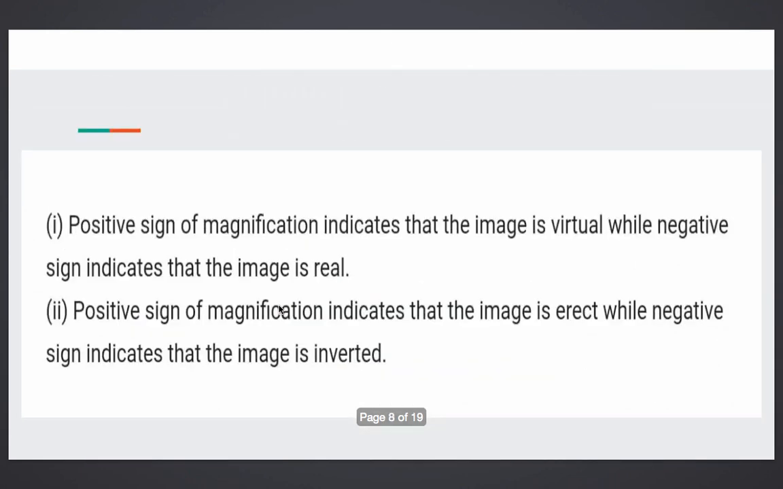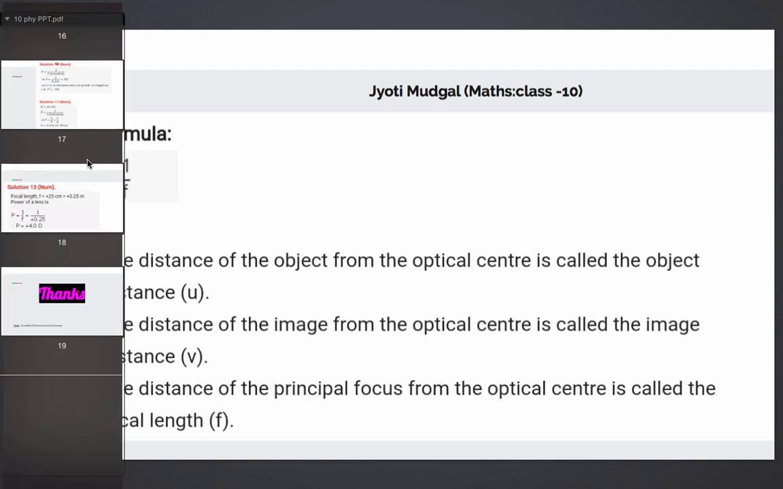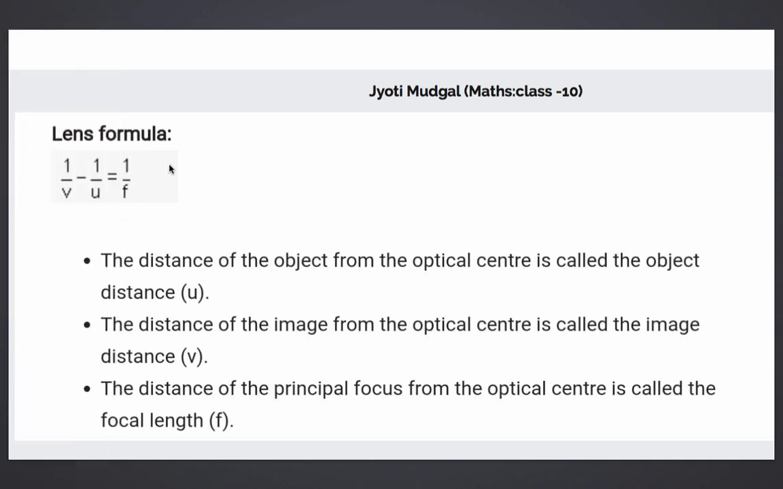Let's quickly recapitulate, because all the points I won't be taking today. I've given you ample time in between to revise the formulas. So lens formula, this is what it is: 1 by f equals 1 by v minus 1 by u. v is the distance of image from the optical center, u is the distance of object from the optical center, and f is the focal length.